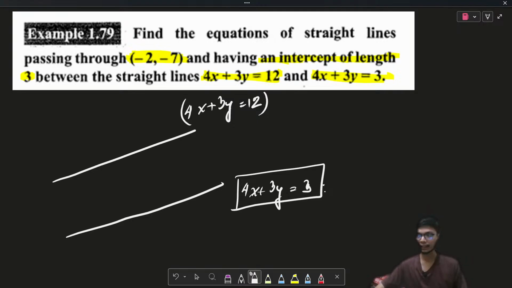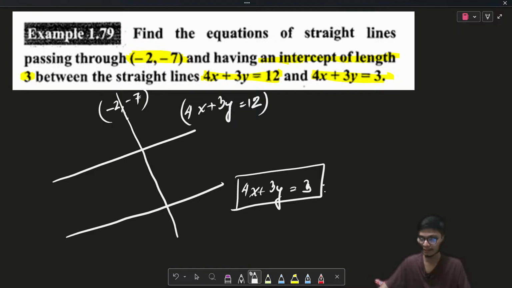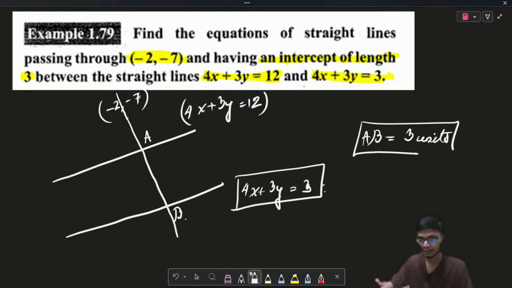Now it is said that a line is passing through this point P, which is (-2, -7). Maybe point P will be somewhere over here, and I have to find the equation of this line passing through (-2, -7) and having an intercept of length 3. Let us call these points A and B. The intercept means the cut-off distance, that is the distance from A to B, is given as 3 units.